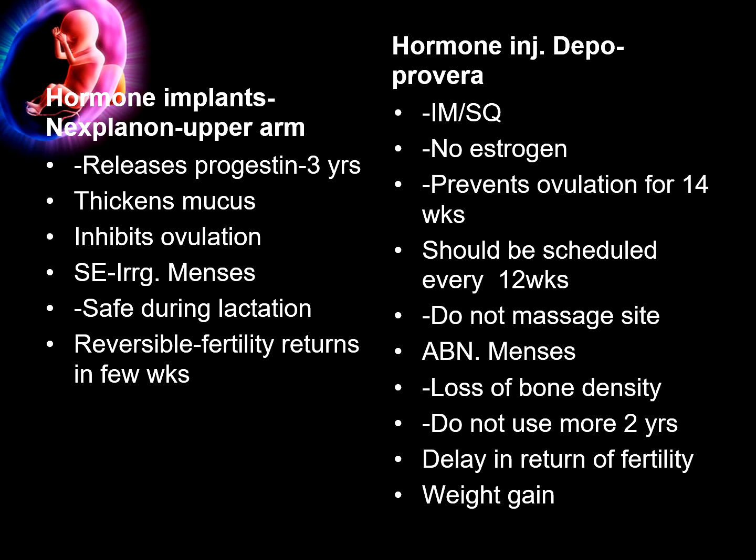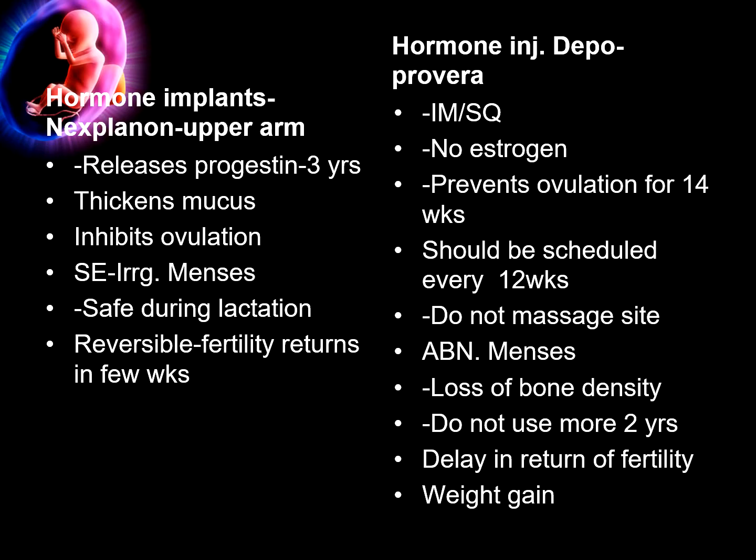There are hormone implants. Nexplanon goes into the upper arm. This type of hormone contraception releases progestin, and it is kept in place for 3 years. It works to thicken the mucus, to inhibit ovulation, and some of the side effects are that the woman may have irregular periods. This method is safe during lactation. It is reversible, and fertility returns in a few weeks normally.